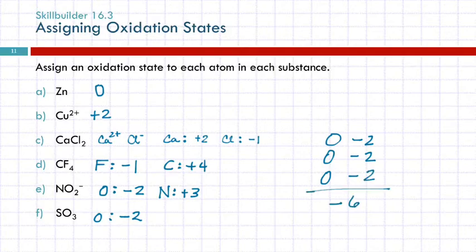Overall, that's -6. And then we have 1 sulfur. In order for these to add up to 0, the oxidation state on all of the sulfur atoms has to be +6. There's only 1 of them. So the sulfur's +6. Any questions? Yeah, that's going to take a little practice, huh?